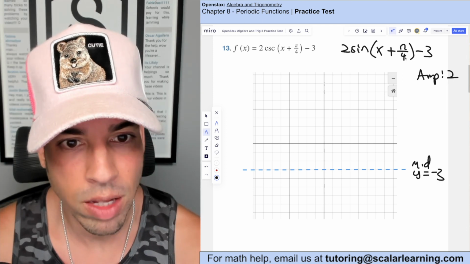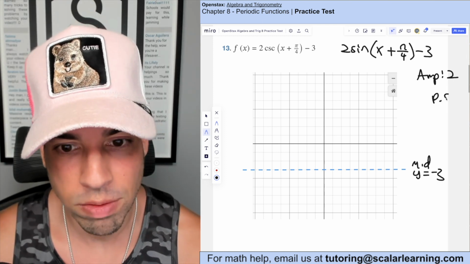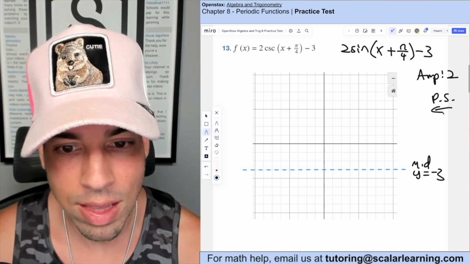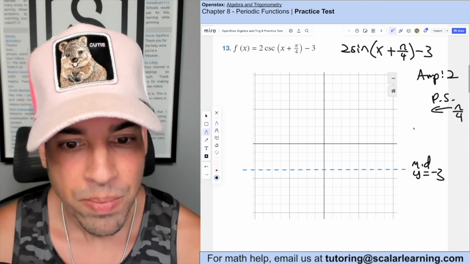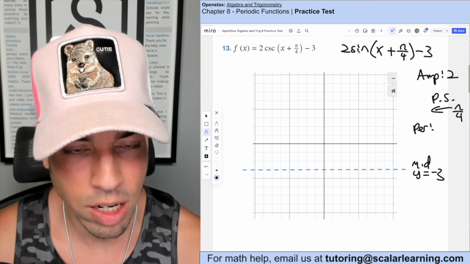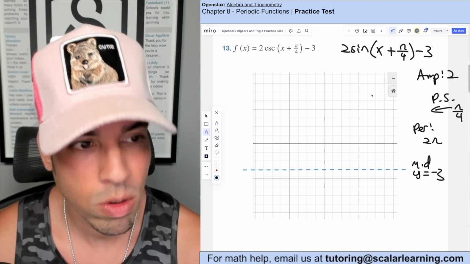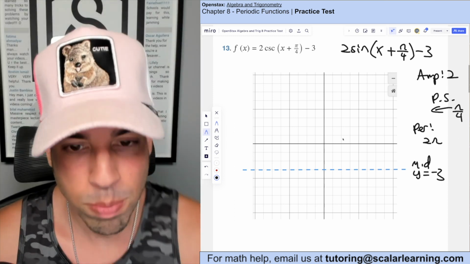And then we have this value, which is our phase shift. And it's saying a phase shift of pi fourths. And since it's plus, it's going to the left by pi fourths. And also we have our period, which is the standard period. Nothing's been modified. And the standard period for sine is 2 pi. So that's going to be the period here. Now let's put all this into the graph.